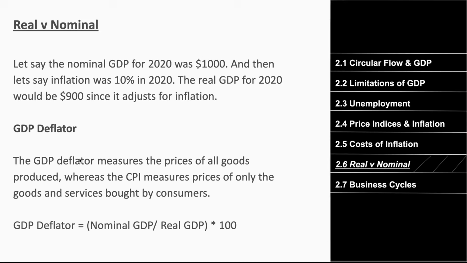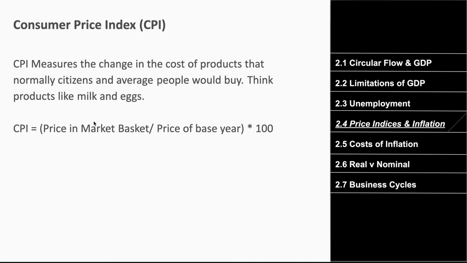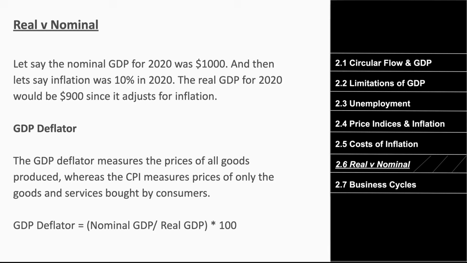The GDP deflator measures the price of all goods produced. So you remember the CPI? The CPI measures goods that we as individuals, consumers, would buy. The GDP deflator measures inflation as a whole throughout the entire economy. The way you calculate the GDP deflator is nominal over real times 100. Why this? Because real GDP takes into account inflation. So when you take nominal divided by real, you get the real inflation rate. Then you multiply by 100 and you get the GDP deflator.